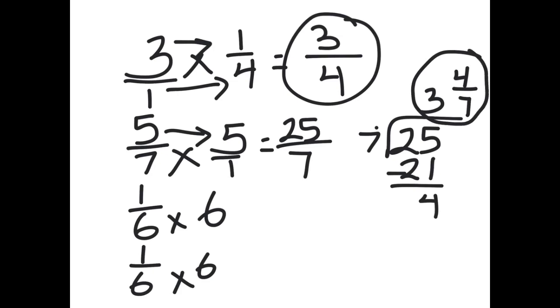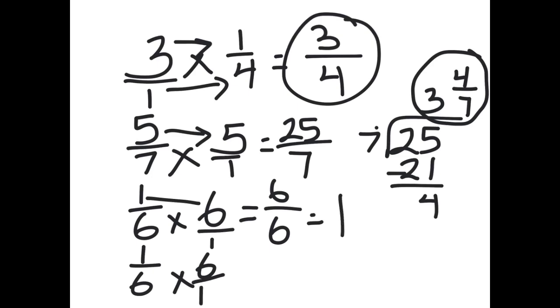Moving down to the next problem, we have 1/6 times 6. We put a 1 underneath. We multiply straight across numerators. 1 times 6 is 6. 6 times 1 is 6. 6 divided by 6 is 1.